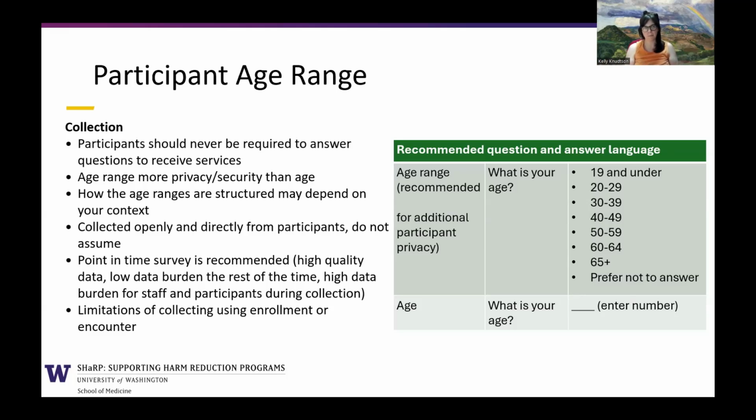We shouldn't assume it. And a point in time survey is what we recommend, as it allows for high quality data with low missing data and a low data burden the rest of the year. And the real limitations to collecting it via an enrollment or encounter form: it becomes really difficult to analyze. There's a lot of missing data, and it can be difficult to report on since maybe it's age at enrollment and that's not where they are anymore. We don't recommend collecting birth date because that is highly identifiable.